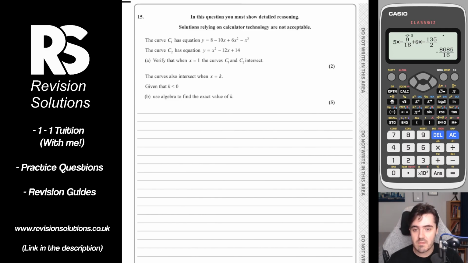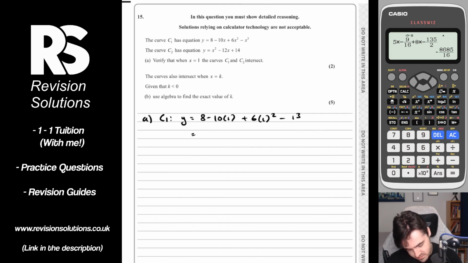Well, if they intersect, that means they have a common point. So the y coordinates must be the same at x equals 1. So we just have to check the y coordinates are the same. So for part A, for the first curve, C1, we'd have y equals 8 minus 10 lots of 1 plus 6 lots of 1 squared minus 1 cubed, which is going to be 8 minus 10 is minus 2, plus 6 is 4, and then minus 1 is 3. So y is 3.